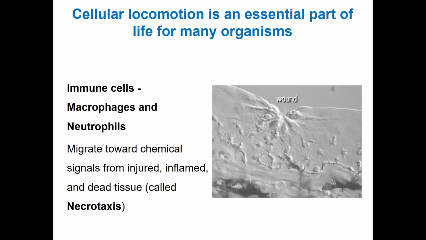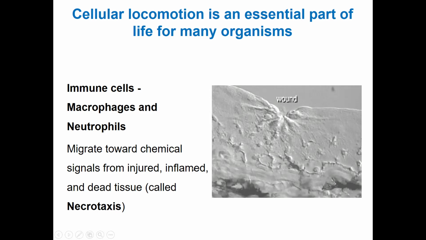So if any pathogenic organism enters into your cell or body, it does not mean you will be infected, because the immune system will fight and kill or destroy or somehow harm them. And if the pathogen wins in the arms race, then you will face the disease. So immune cells like macrophages and neutrophils migrate toward chemical signals from injury. A wound also releases some signal.